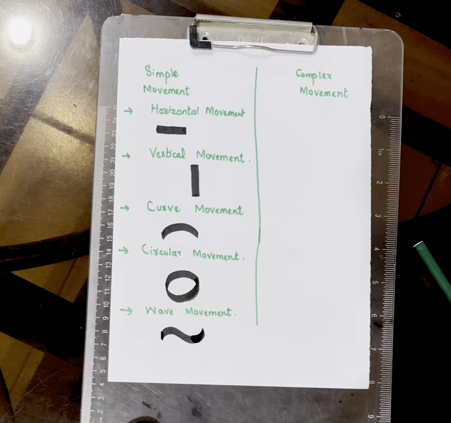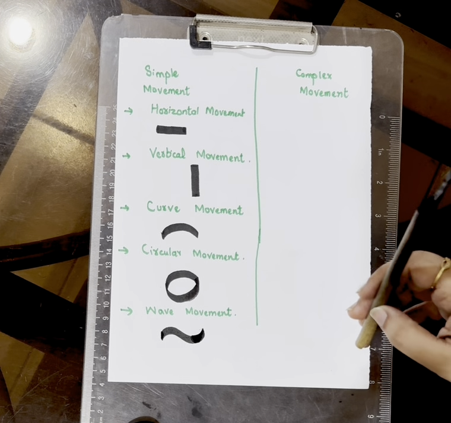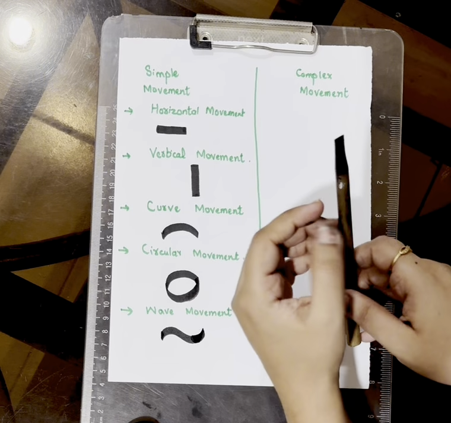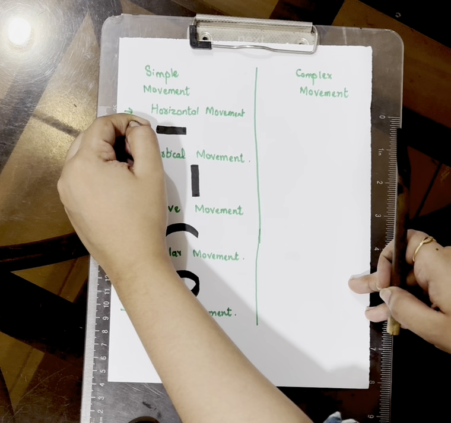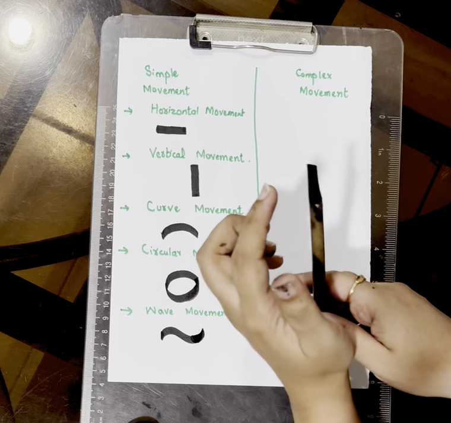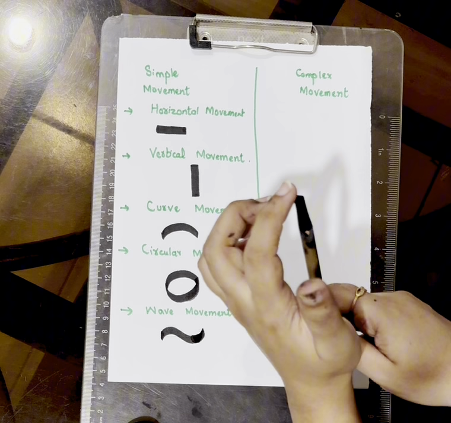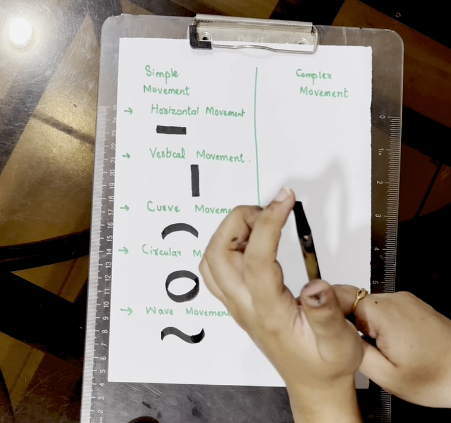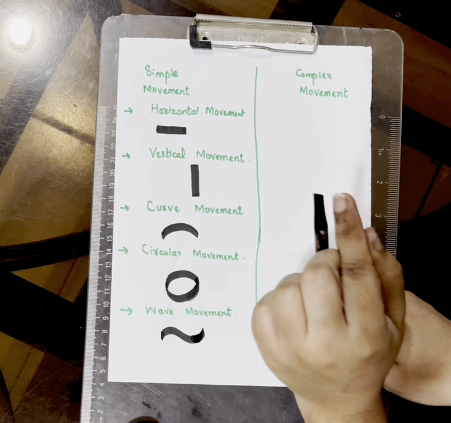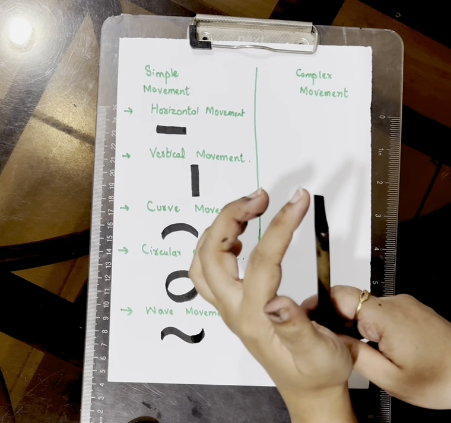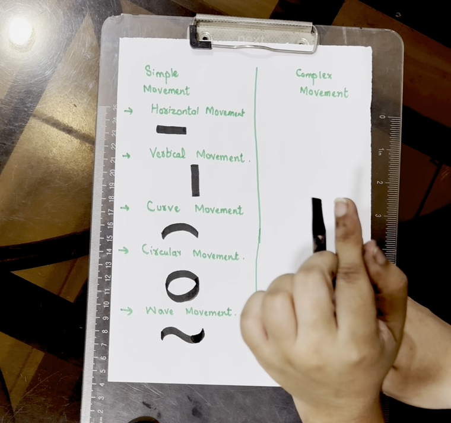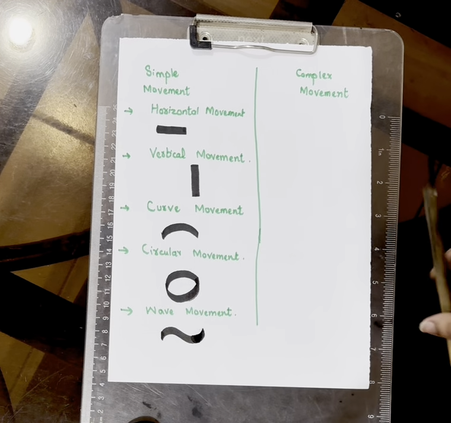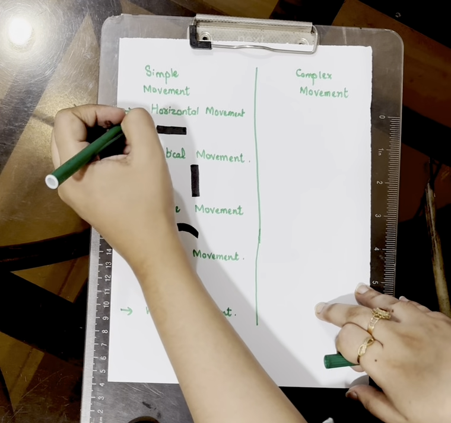Now move towards the complex movement. The basic difference between simple movement and complex movement is, in simple movement, you can see both sides of the kalam clearly. Means this is the kalam. This side of the kalam is called washi and this side of the kalam is called unsi. Means the upper side of the kalam is washi and the lower side of the kalam is called unsi. In simple movement, you can see the clear difference of the unsi and washi.